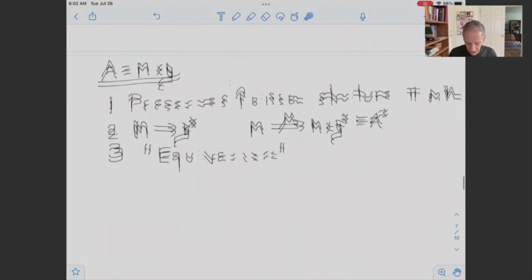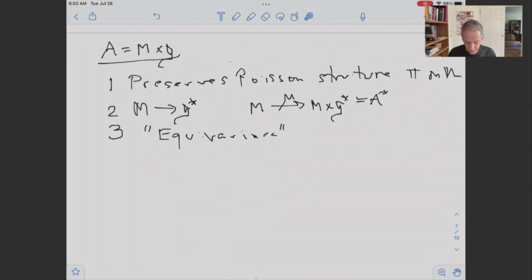And so to go to the general case, okay, so let's see now, let's try this again.